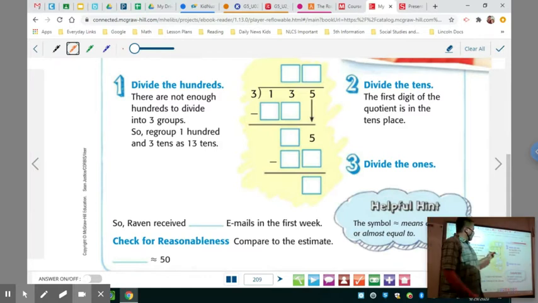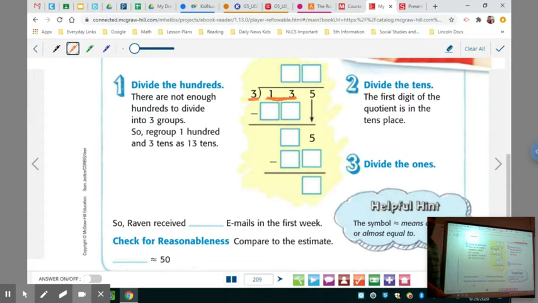So you say to yourself, will 3 fit inside of 1? No. If you've got 1 and you try to squeeze 3 of something into it, it's not going to be able to do it, right? So then you go to the next one. Let's look at the whole 13 here. Will 3 fit into 13? Not evenly, but how many times will 3 fit inside of 13? 4 times, right? Because 4 times 3 is what? 12.